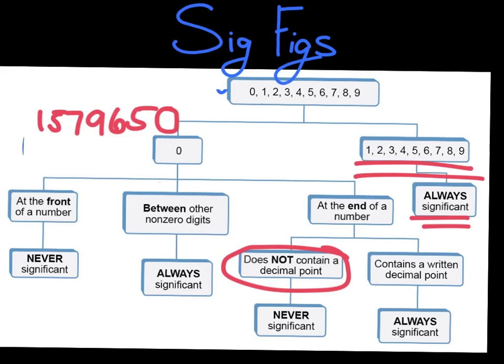So how many sig figs do we have? Well, we know that all non-zero digits, like I've mentioned 1,000 times now, are always significant. So we know that the 1, 5, 7, 9, 6, 5 are all going to be significant. So how many does that give us? 1, 2, 3, 4, 5, 6. So we already know we have 6 sig figs. What about the 0, though? Well, since it does not contain a decimal point there, and it's at the end of the number, it will never be significant. So we are going to have a flat-out 6 sig figs.